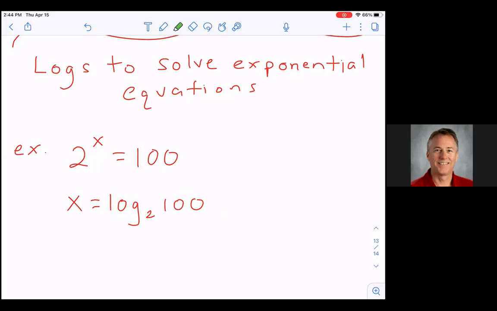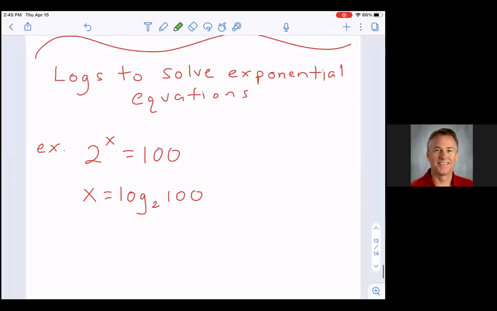And when you write that, by the way, just to refresh your memory, all of this stuff, the LOG, the 100, those are all written the same size and on the same line. And the 2 is a subscript. So the 2 is written smaller and below. Okay, and if we would speak that, we'd say log base 2 of 100. Let's get a decimal approximation of that.